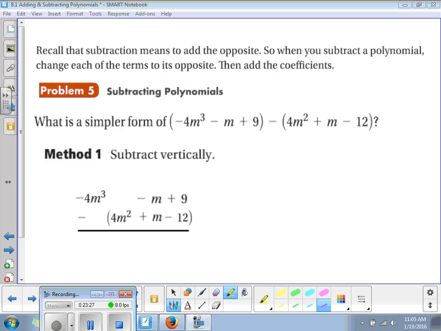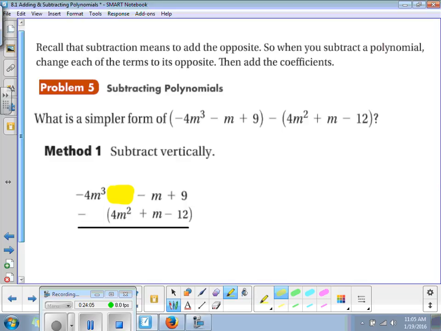And what are we distributing throughout this parenthesis? A negative what? 1, right? So here, we are going to add the opposite. So we've got negative 4m cubed minus m plus 9. Does everybody see right here where there would be a 0? Okay, you leave it blank. If you want to, you could put a 0m squared in there, or you can just leave it blank.